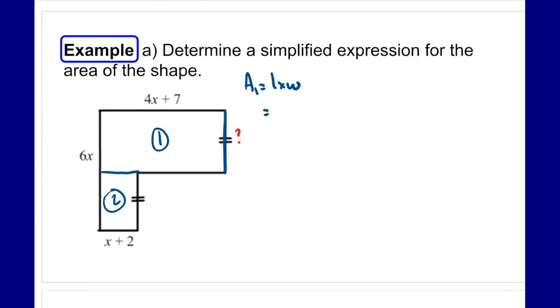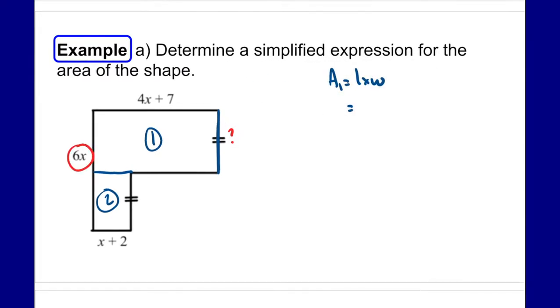Well, to find that, if we know the overall length is 6x, and we know that these 2 sides are the same because of the dashes, that just means each is half of 6x, or 6x divided by 2. When we're dividing something like this, focus on the parts that are the same. Focus on the numbers. 6 divided by 2 is 3. X gets carried along. So that means that these side lengths are 3x and 3x.